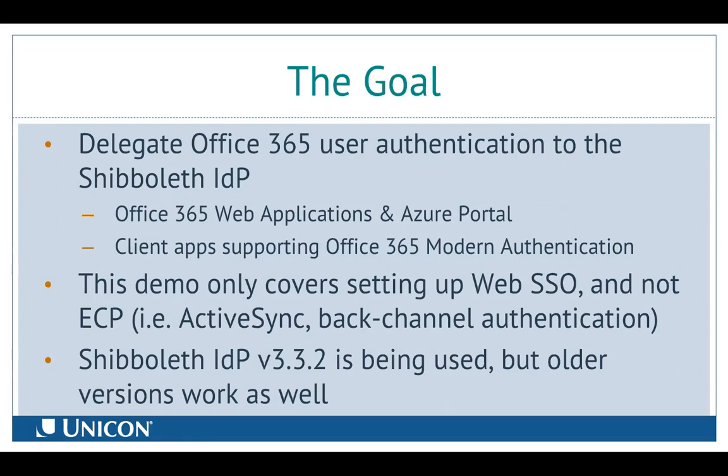In this video, I will demonstrate installing the Shibboleth IdP and configuring Office 365 and the Shibboleth IdP to delegate Office 365 user authentication to our newly installed IdP. This authentication will work for Office 365 web applications and client apps supporting Office 365 modern authentication. The same configuration will also enable SAML-based authentication with the Azure portal. I will not be demonstrating configuring backchannel authentication through SAML ECP. This integration works with Shibboleth IdP version 3.3.2, and it will also generally work with older IdP versions.